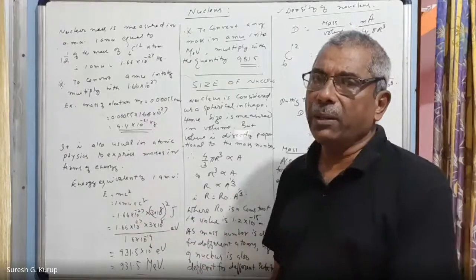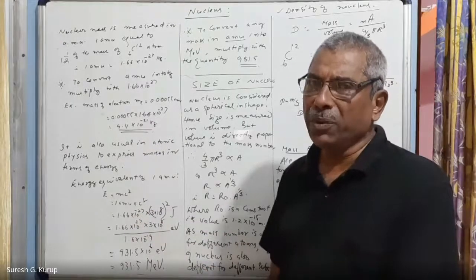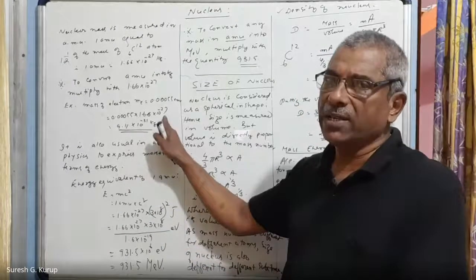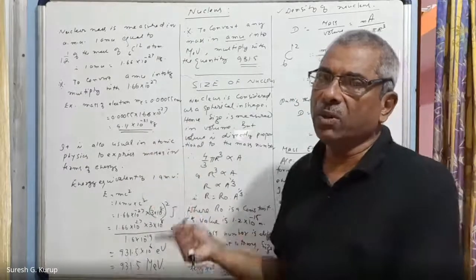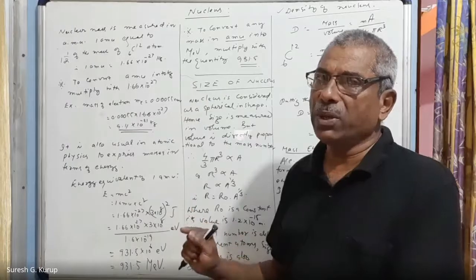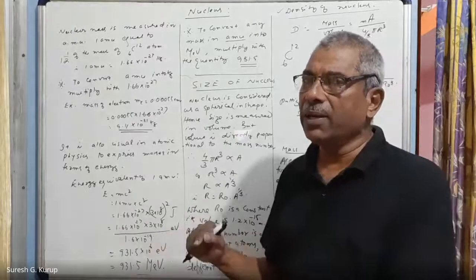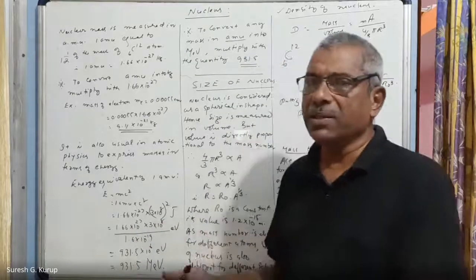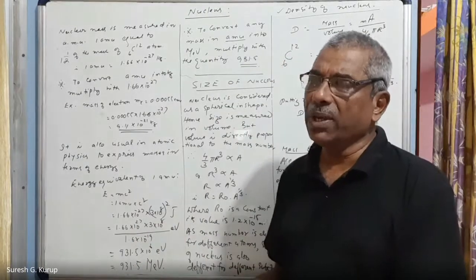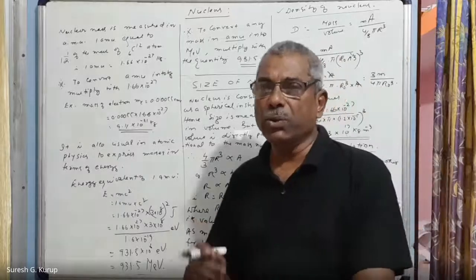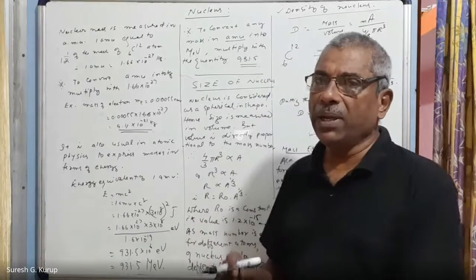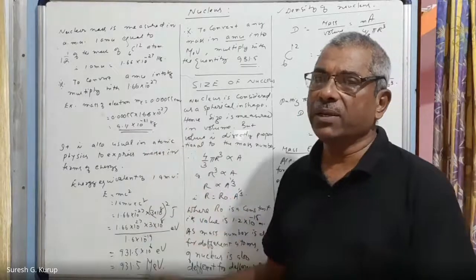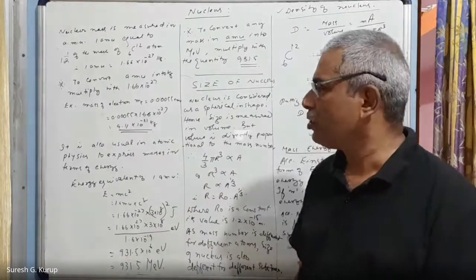You can take the mass of a proton in terms of AMU, multiply with the value of 1 AMU in kg. 1 AMU in kg is equal to 1.66 into 10 raised to minus 27. Then you can get the mass of proton also in terms of kg. And the same is the case with neutron. If you know the value of neutron in AMU, multiply that with 1.66 into 10 raised to minus 27, you will get the mass of a neutron also in kg.